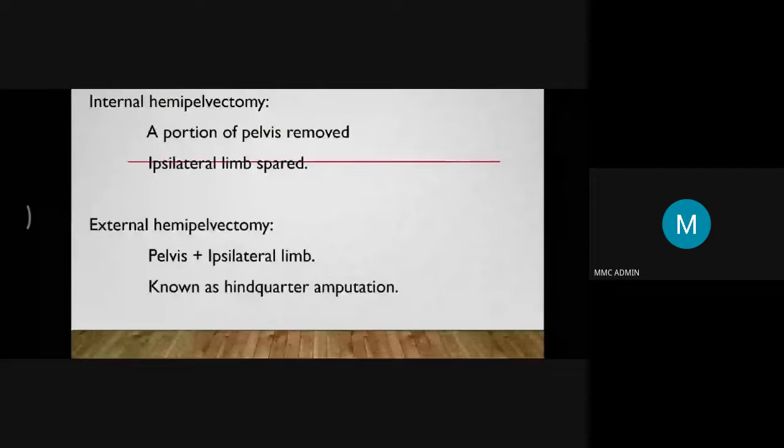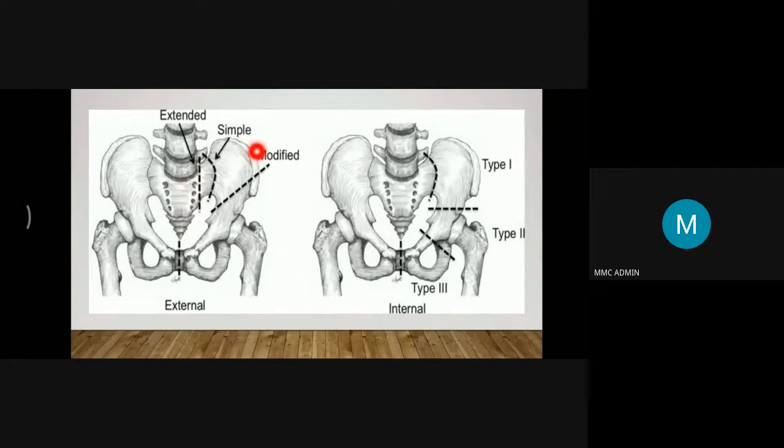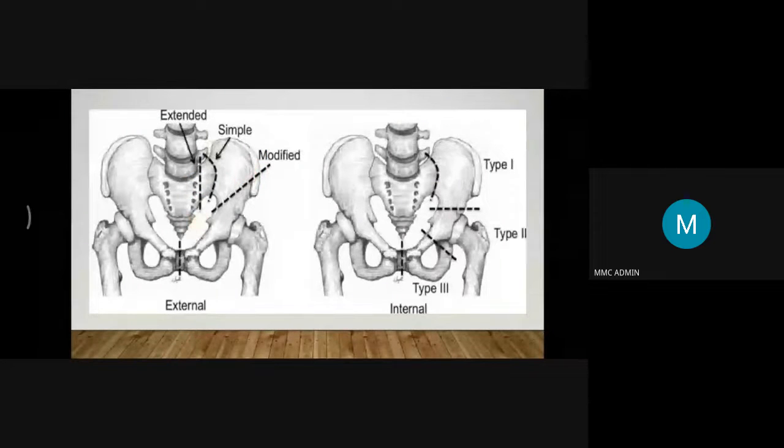In the hemipelvectomy in which the pelvis plus the ipsilateral limb is removed, it is known as the hindquarter amputation. This limb will be removed, and along with this, we will remove this part, or this part, or this part, regarding the disease.